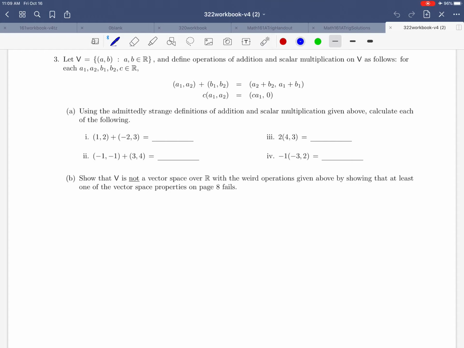Hello everybody, and welcome to exercise 3 on page 11 of the workbook. Hopefully you've made an attempt at this problem. We're going to run through it together. So let's read what they're asking us.